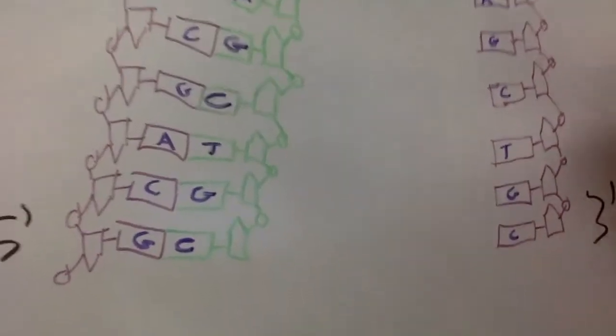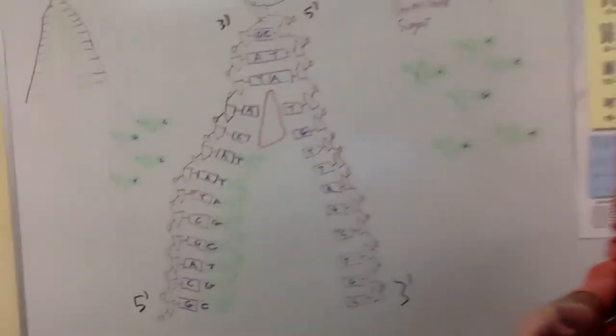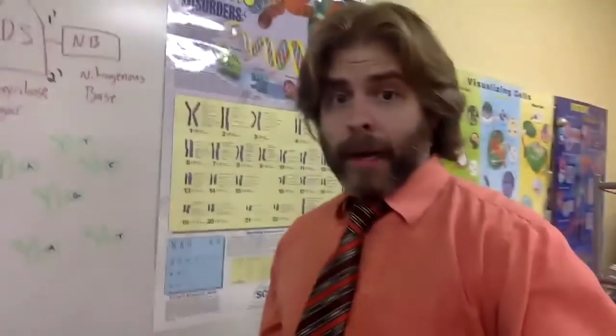So it used to be GC, and it's still GC. It used to be C and a G, and it's still C and a G. It used to be A and a T, and it's still A and a T. So the code did not change because of the base pair rules. But we're not done yet. We still got this side to work on.